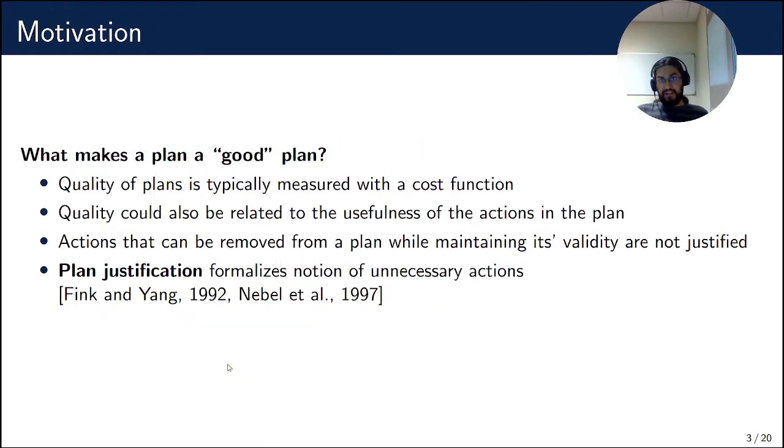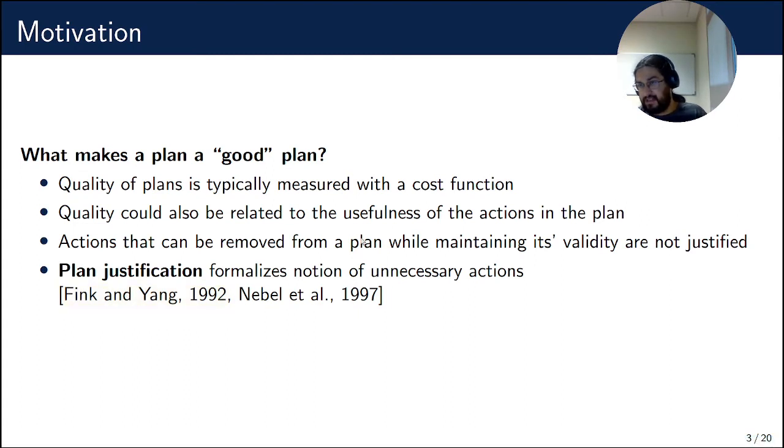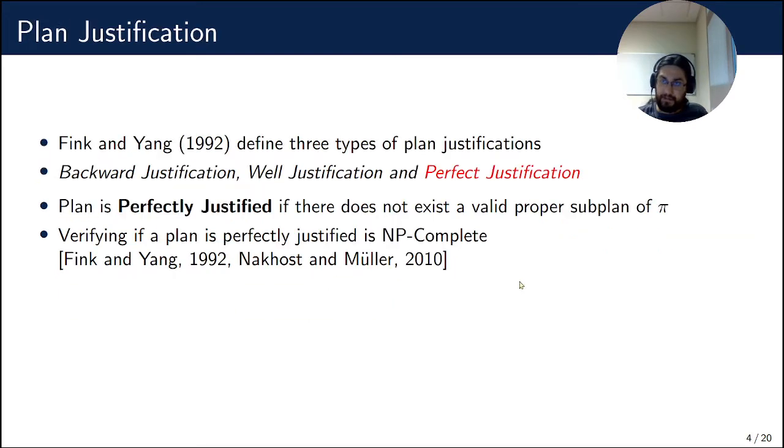As motivation, we ask ourselves what makes a plan a good plan. We typically think of a cost function. The lower the cost, the better the plan. But quality could also be related to the usefulness of each action in the plan. For example, actions that can be removed from a plan while maintaining its validity are not justified. And this idea of analyzing the usefulness of actions is known as plan justifications.